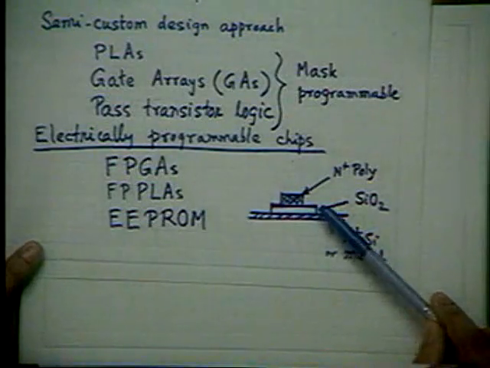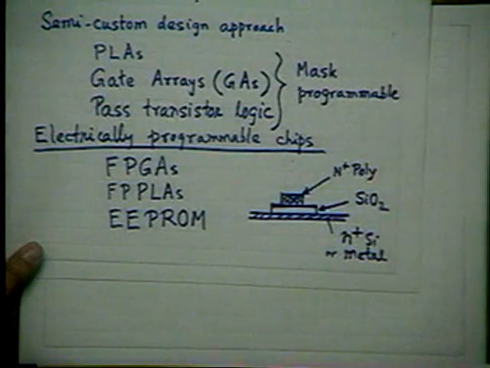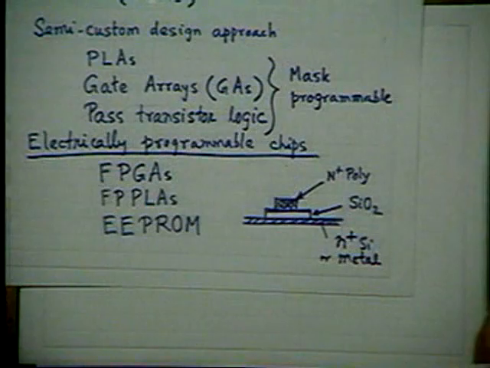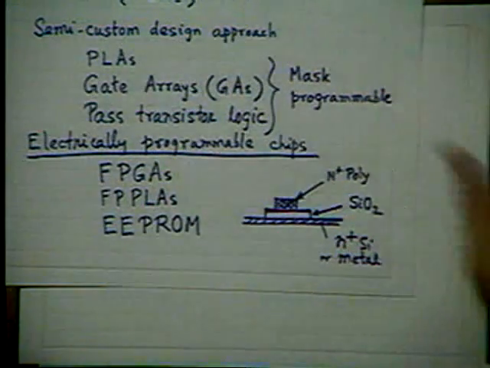A fuse, normally after sending a high current, gets blown off. So initially it was a short circuit, it becomes an open circuit thereafter, after the fuse is off. And an antifuse is initially an open circuit and becomes a short circuit after the breakdown.